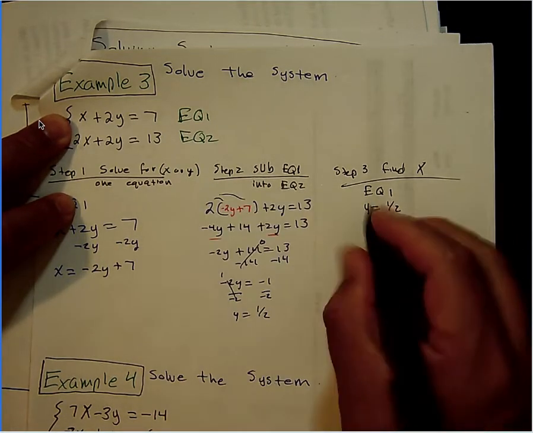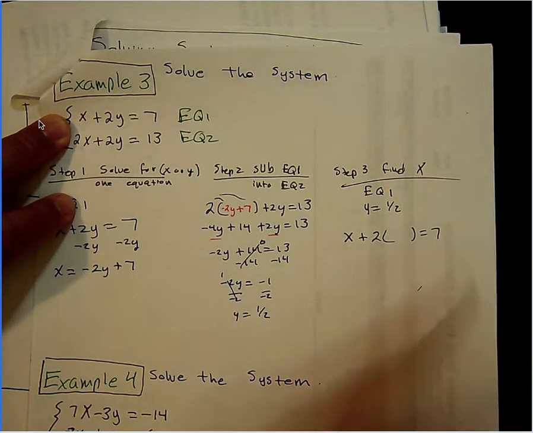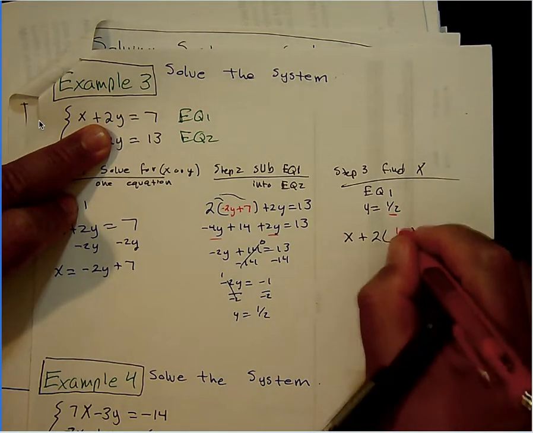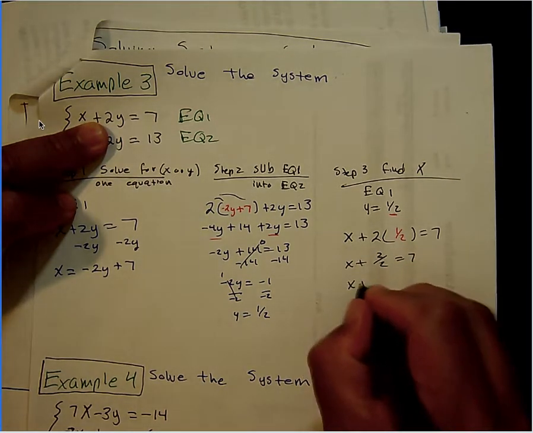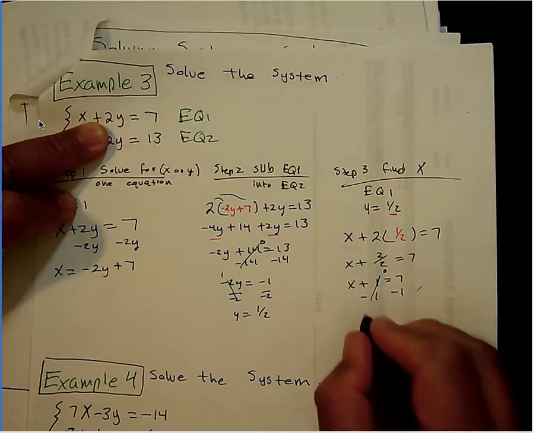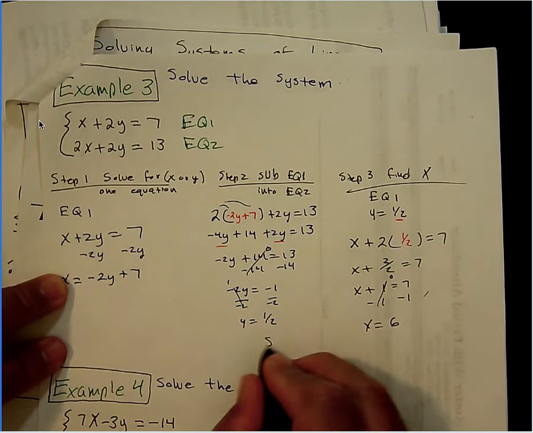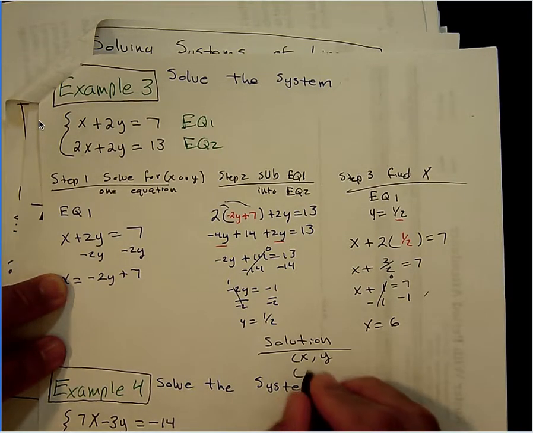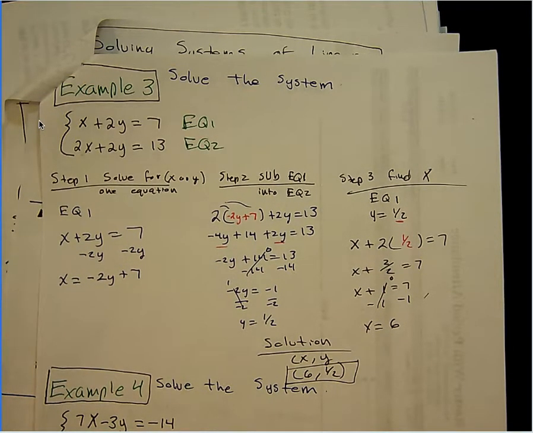So what is equation 1? We have x plus 2 times 7. Remember, instead of that y, we're going to use this number, because that's what y equals. So 1 half: x plus 2 over 2 equals 7. So x plus 1 equals 7. Then minus 1, so x equals 6. So we found x and y. The solution, remember, is x and y: x is 6 and y is 1 half. 6 and 1 half, that's the solution.